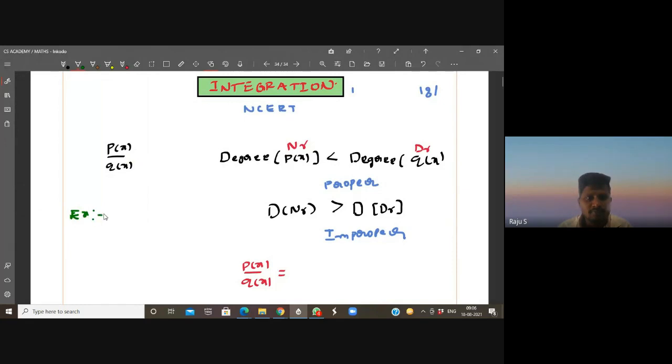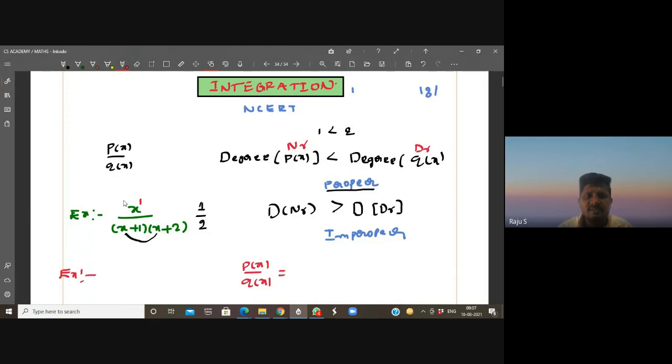Example: x by (x plus 1)(x plus 2). Is it a proper function or improper function? It is proper, because the degree of numerator is 1, whereas the degree of denominator, x into x square, nothing but degree 2. Degree of numerator is 1, degree of denominator is 2. Clearly, 1 is lesser than 2. It is proper.